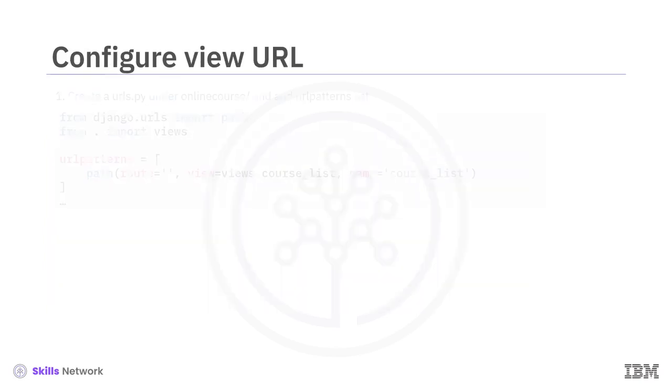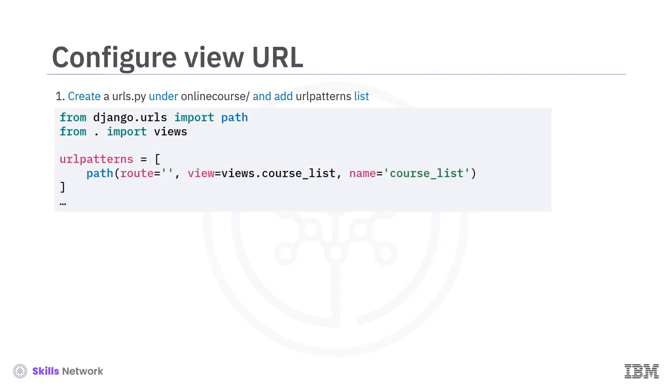Now we associate the course_list view with the URL, so Django will route the request URL to the view to be handled. URL routes are defined in a URL conf file for each app as well as for the Django project. To create a URL conf file for the onlinecourse app, we first create a urls.py file under the onlinecourse folder and then add a path object pointing a URL route to the course_list view we created.